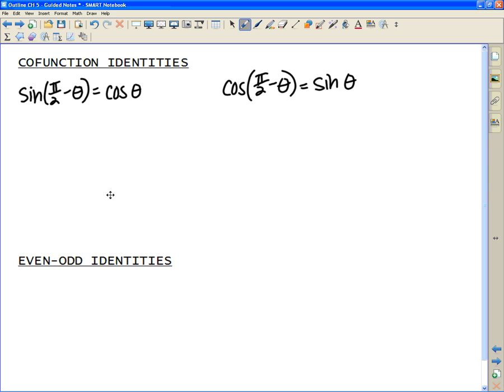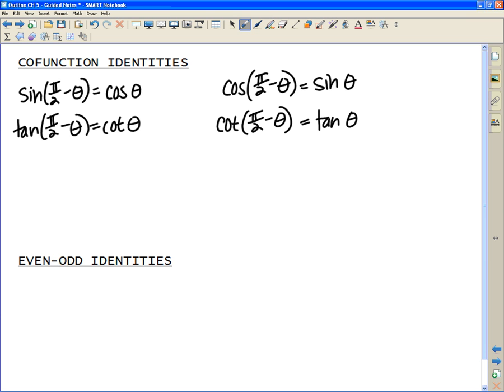This works with tangent and cotangent. The tangent of pi over 2 minus theta is equal to the cotangent of theta, and the cotangent of pi over 2 minus theta is equal to the tangent of theta. Finally, this works with cosecant and secant. The secant of pi over 2 minus theta is equal to the cosecant of theta, and the cosecant of pi over 2 minus theta is equal to the secant of theta.